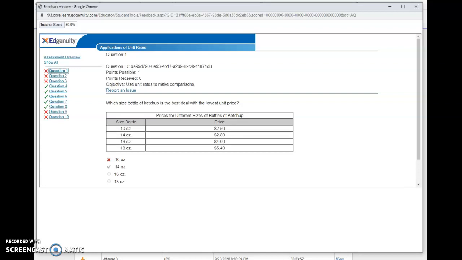I'm going to go through this unit rates quiz here. If you don't have a pencil and paper when you're doing this math stuff, I definitely would. I have a pencil, paper, and calculator here that I'm going to be writing stuff down. It's a lot easier to keep track of things.